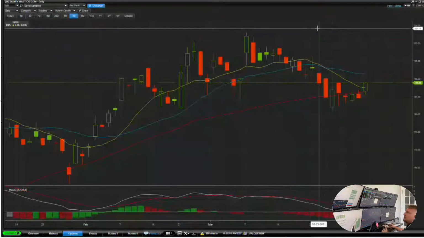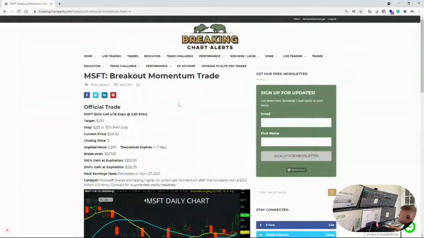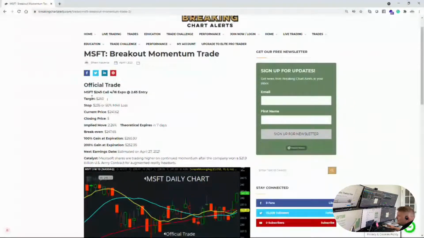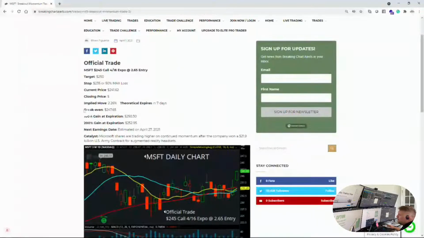And the nice thing about it, with Breaking Chart Alerts, I'm giving you guys everything here. We send out the app alert, we send out the text alert, we send out the email alert, we post it on the website. There's 4 ways right there, plus the trade room. There's 5 ways. Plus the live trading. There's 6 ways that you could look at our trade alerts. And it tells you everything, our target, our stop, what we're looking at. Here's the break even, here's the 100% gain, and the catalyst. Why are we getting into that trade?